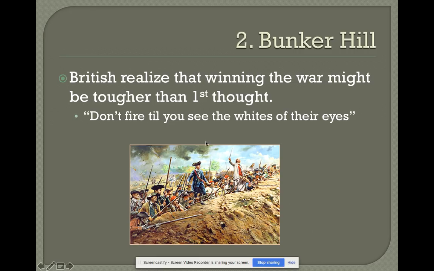This is where we get the famous quote from, I believe, Patrick Henry, who said, "Don't fire till you see the whites of their eyes." That means until they're close enough to fight you, that's when you're going to see the opportunity to shoot at the British.